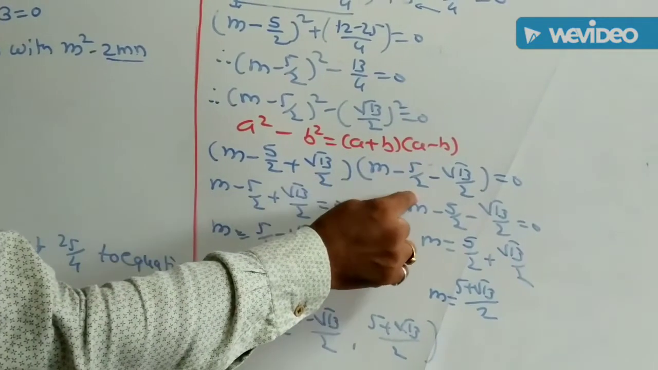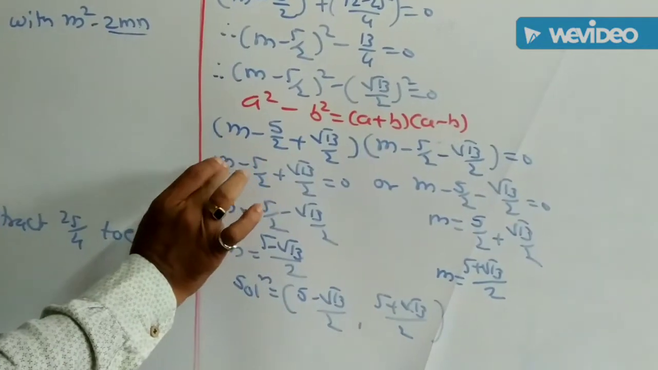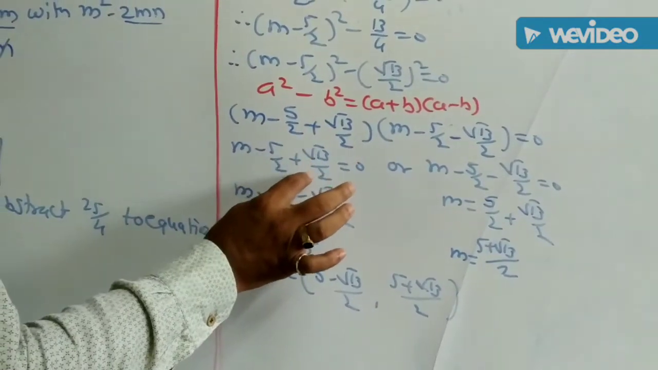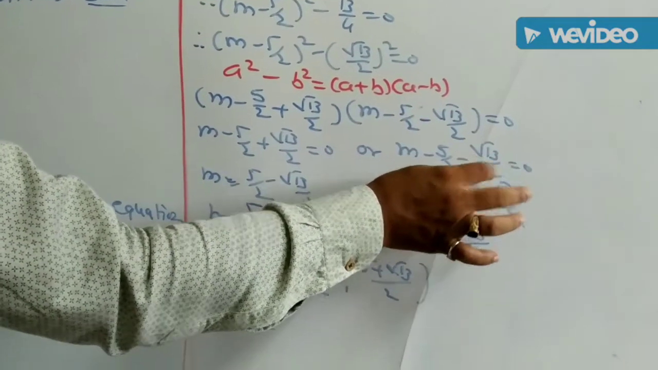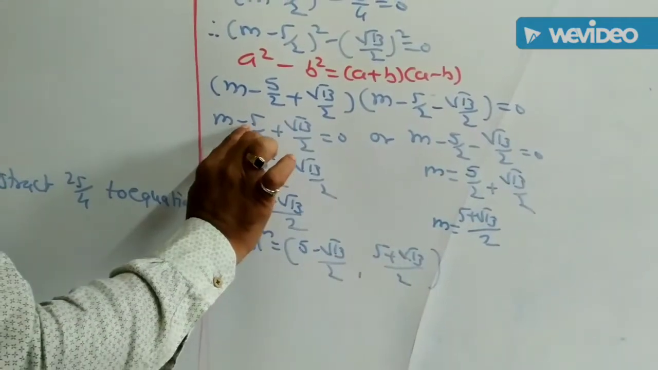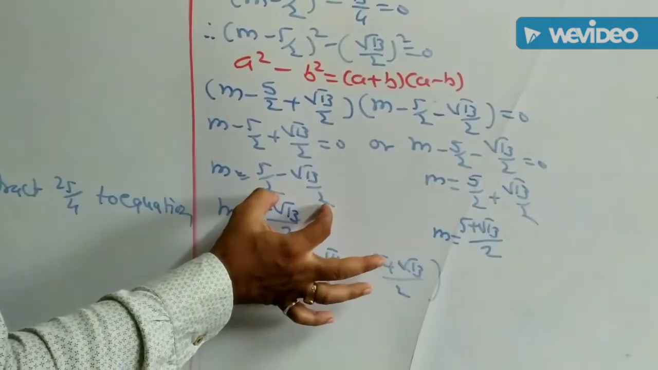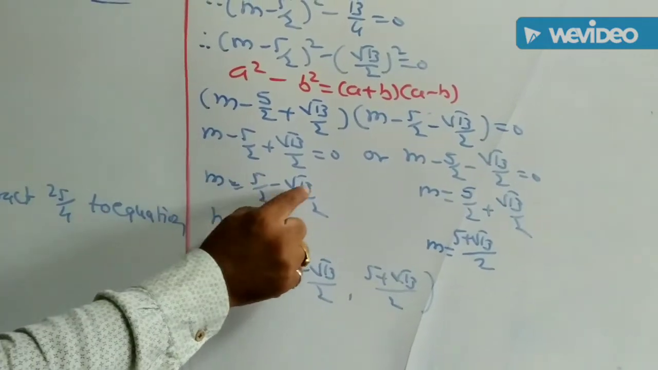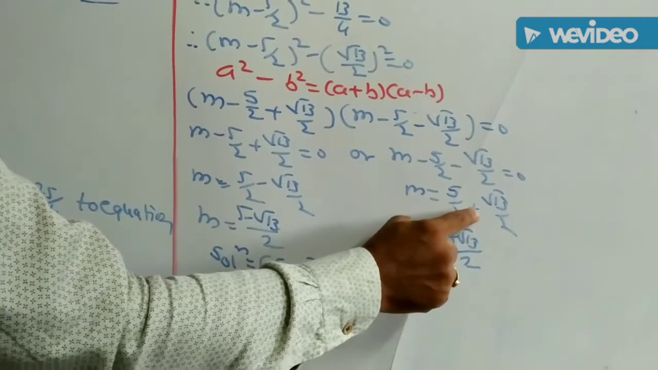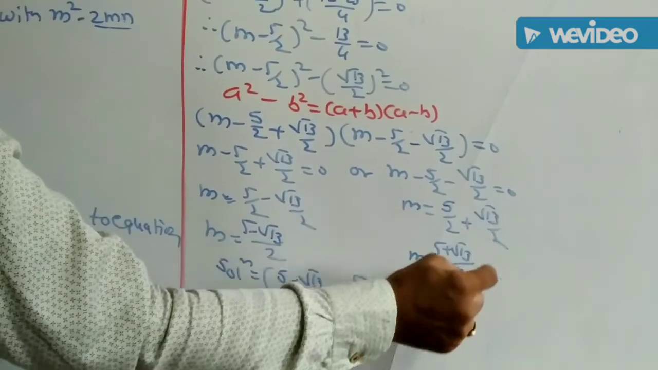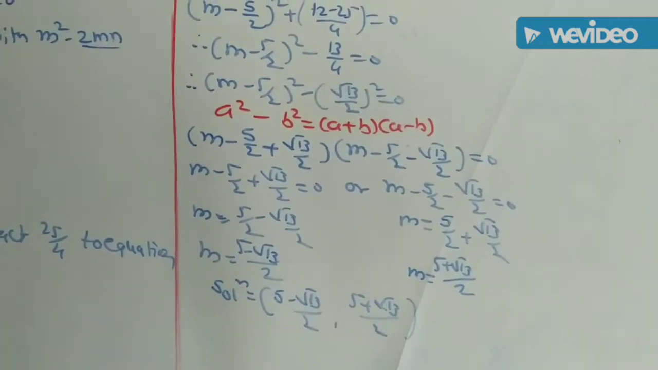And a, that is m minus 5 upon 2, minus b, that is root of 13 upon 2, is equal to 0. Now m minus 5 upon 2 plus root of 13 upon 2 is equal to 0, or m minus 5 upon 2 minus root of 13 upon 2 is equal to 0. Minus gets plus, plus gets minus. Now the denominator is the same, therefore we write the subtraction of the numerator, 5 minus root of 13 upon 2, and here the addition of the numerator, 5 plus root of 13 upon 2, and those are the solutions of the given quadratic equation.